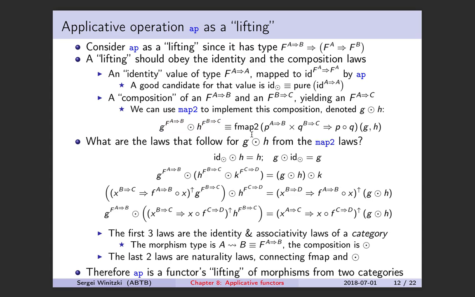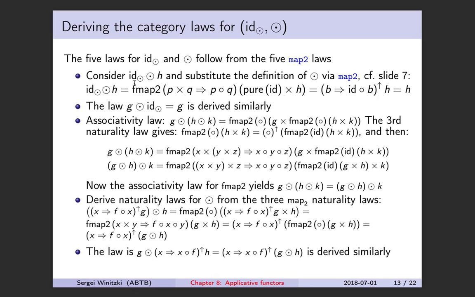And I show that the first three laws of these are essentially the laws of a category, if we consider this type as the morphism type of the category, and identity morphism is the pure of the identity. So then I show that the category laws follow from the map laws.